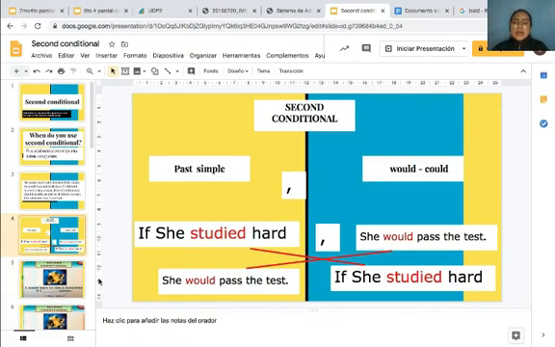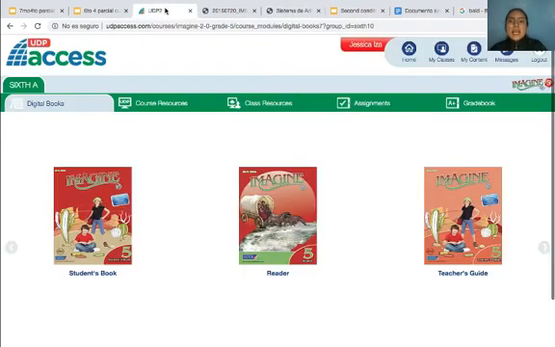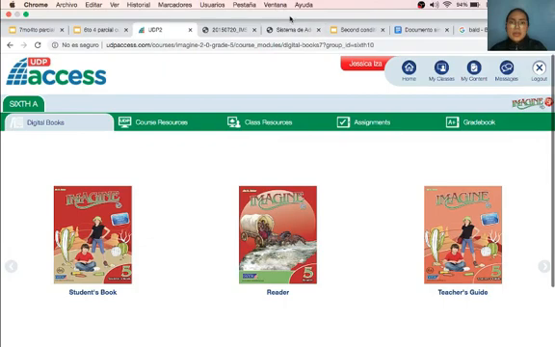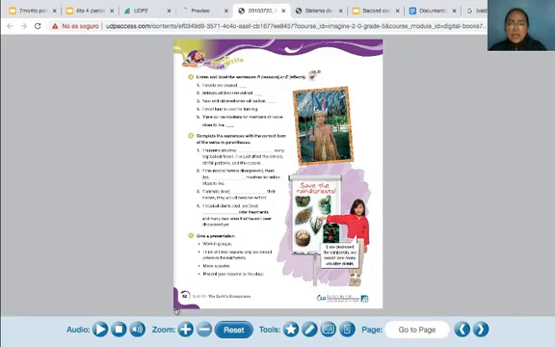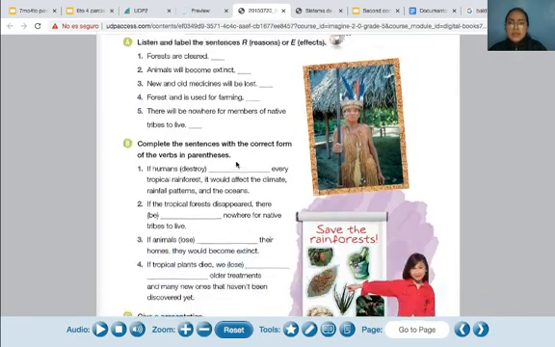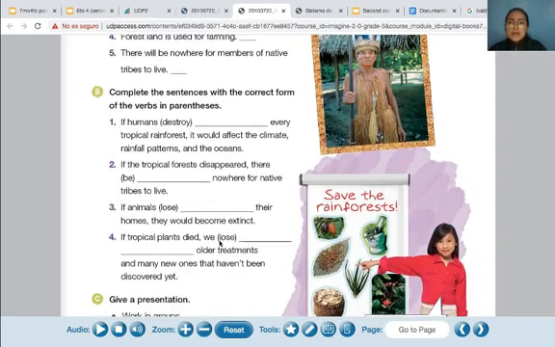Okay, let's start with some important things, and let's start with your book. Please open your color book on page number 72. On this page, activity B, we are going to practice the second conditional. Complete the sentence with the correct form of the verb in parentheses. In this case, you have 4 sentences and you have to write the sentence in second conditional.